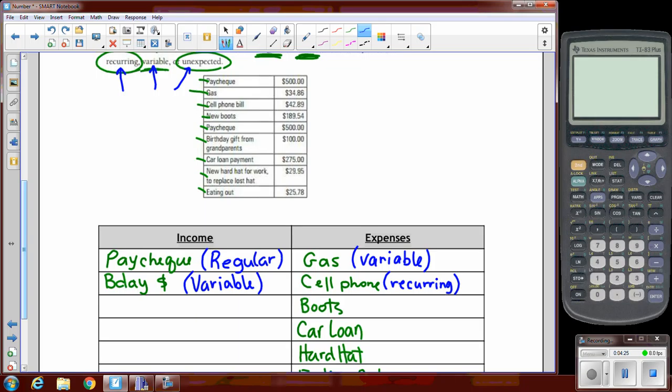New boots. I don't think that you really get new boots every month. So this is probably unexpected. Went to the store, saw them, wanted them. It's not happening each and every month. Car loan. Car loan is going to be something that's recurring. You're going to pay the same amount to the bank or whoever you borrowed the money from every month.